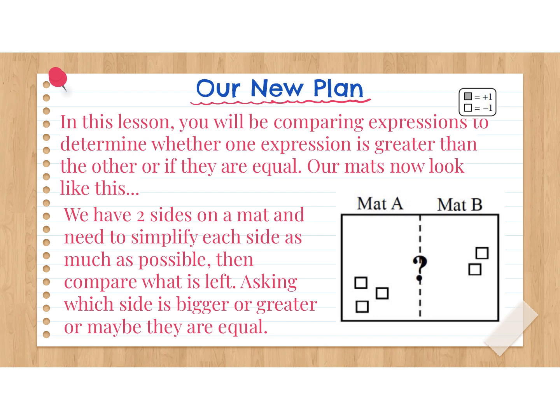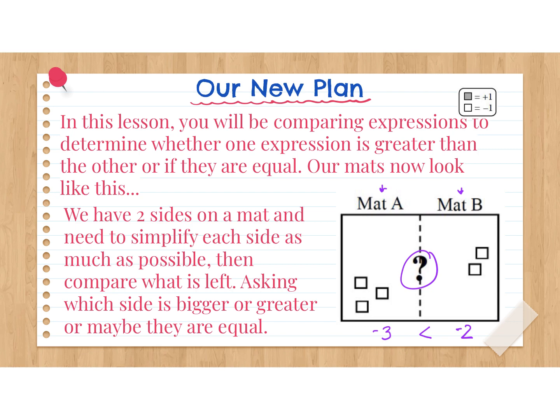Okay, so the new plan in this lesson is we're going to be comparing expressions to determine which side of the mat is greater. So we have mat A and mat B, and our goal is to figure out which one is greater. We have 2 sides of the mat, and we need to simplify each side as much as possible, and then compare what's left, asking ourselves which side is bigger. When we take a look at this mat, you can see that we have 3 negative tiles over here, and 2 negative tiles here. You can't simplify anything. So which is greater? Negative 2 is a greater number. It's closer to 0. That's the simplest way we can talk about this.